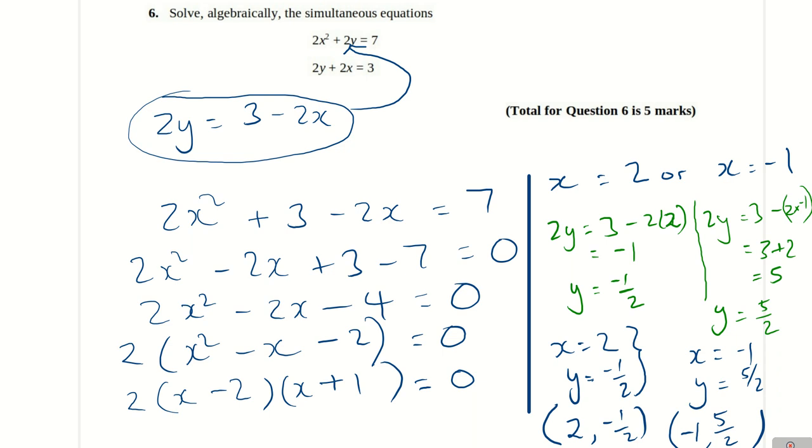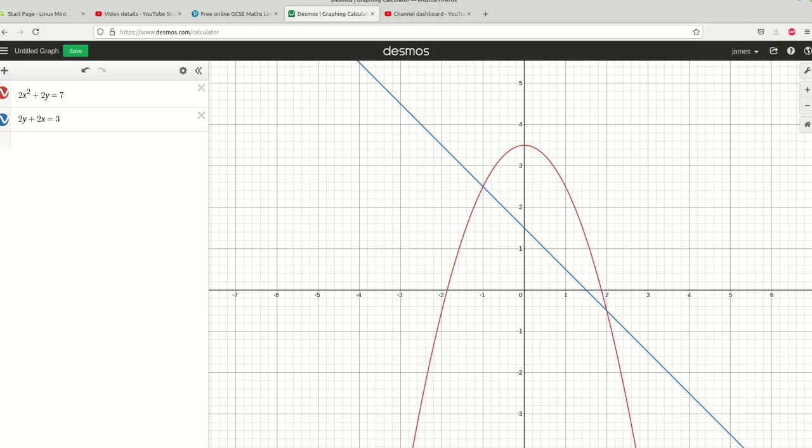Now, I said that these two solutions represent the coordinates of the 2 points where the line intersects with the curve. So I'll show you using the free graphing software Desmos. I'll show you what the curves look like. And there you can see in red we've got the 2x squared plus 2y equals 7 curve, and in blue we've got the straight line 2y plus 2x equals 3.